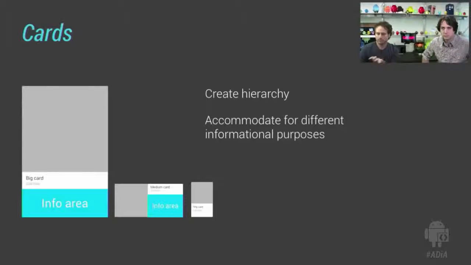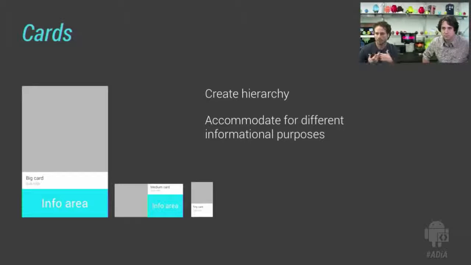So there are two things that having different sizes accommodates for. One is that they create hierarchy. They can show things to be more important by being bigger, and they also accommodate different informational purposes, meaning they can have more or less white space in them to show more or less information.